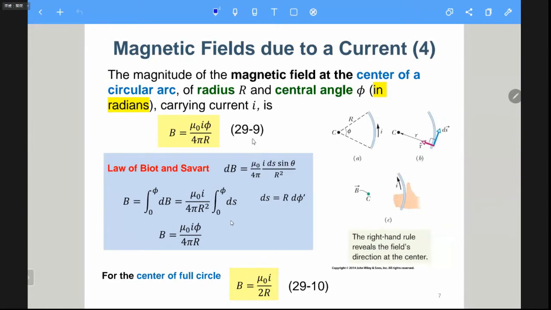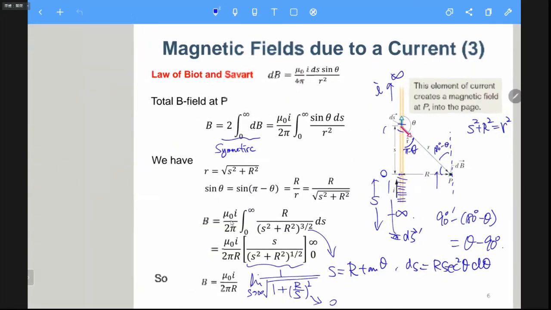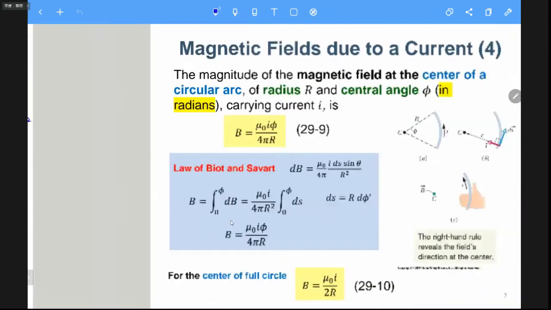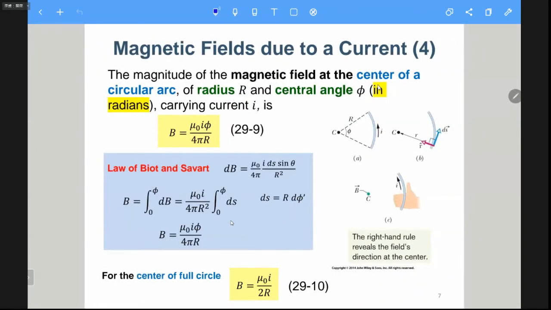Okay, so next, we consider another case. For this case, the wire is not straight. Here, we consider the wire to be a part of a circle, or we can call it a circular arc. So the magnitude of the magnetic field at the center of a circular arc of radius r and central angle phi in radians.